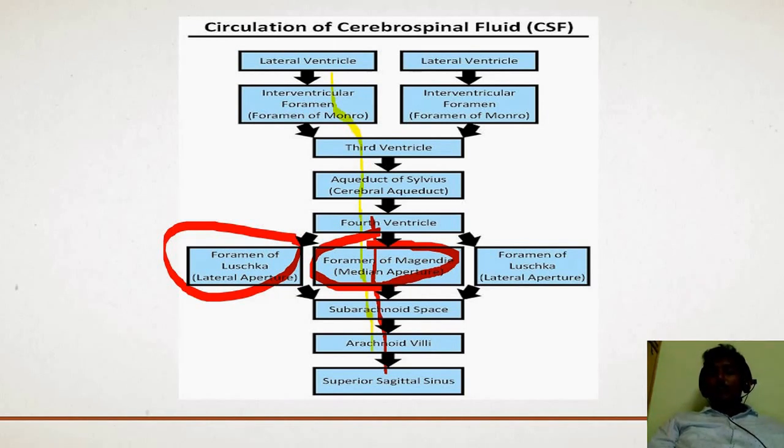Remember that the fourth ventricle is connected to the subarachnoid space through the foramen of Luschka and the foramen of Magendie. I am stressing this because it can get blocked and can lead to conditions like Arnold-Chiari malformation and Dandy-Walker malformation, which would cause hydrocephalus in children.